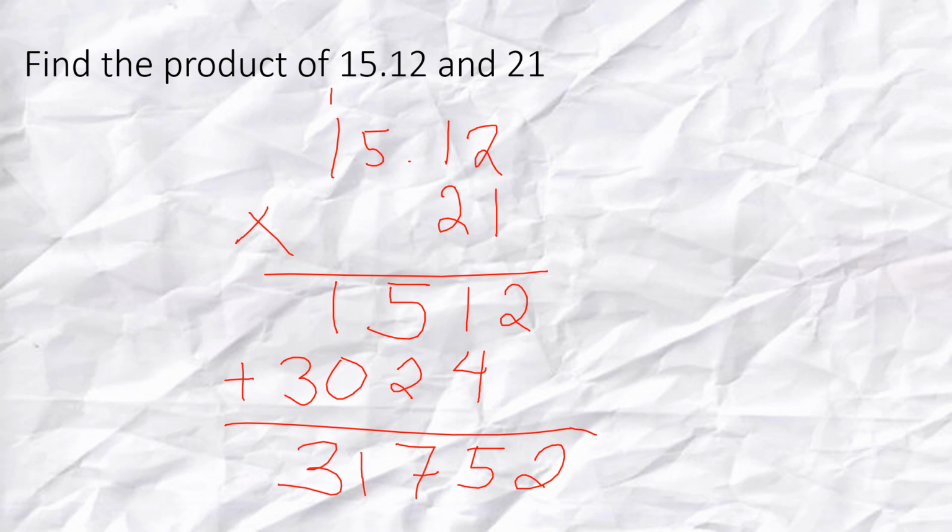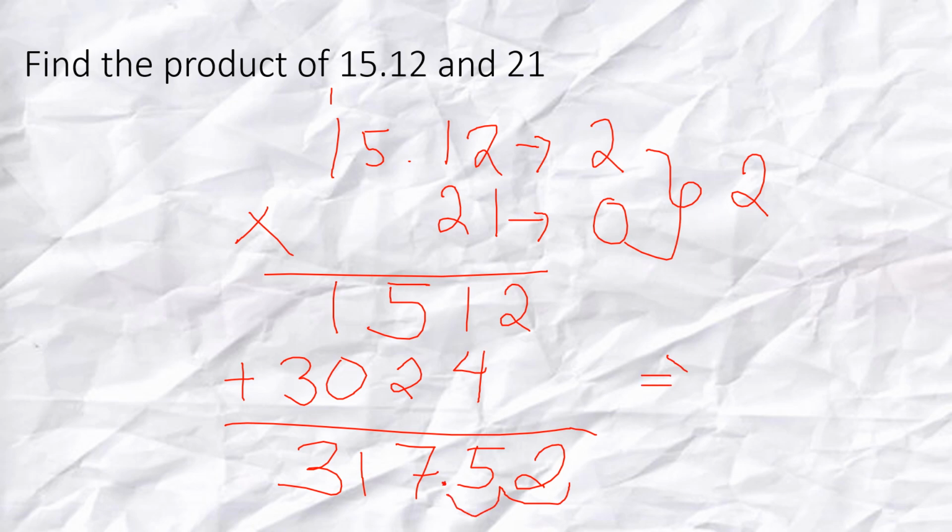So the number of decimal places for the first factor is 2. For the second factor, we do not have any decimal place. So 2 plus 0 is 2. So we need to move 2 decimal places from the right going to the left. So 1, 2. So this is where we will put our decimal point.